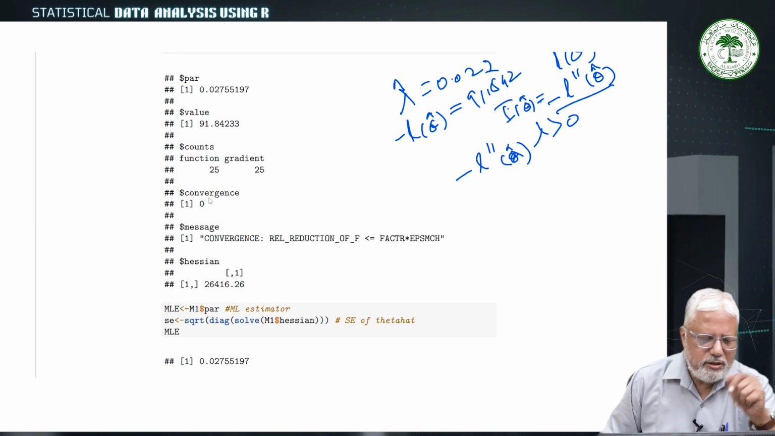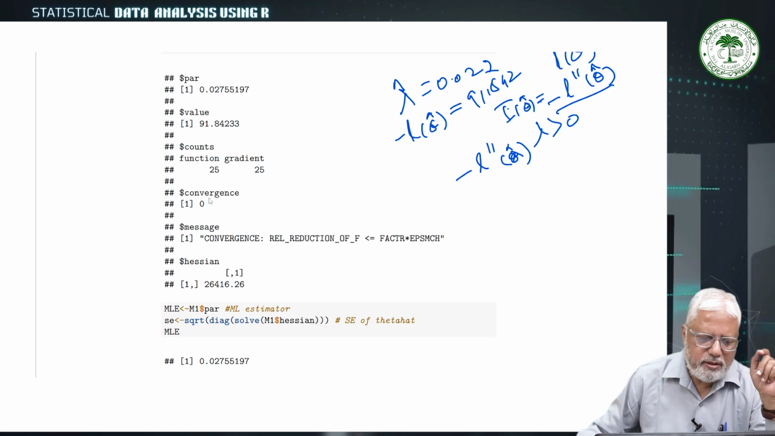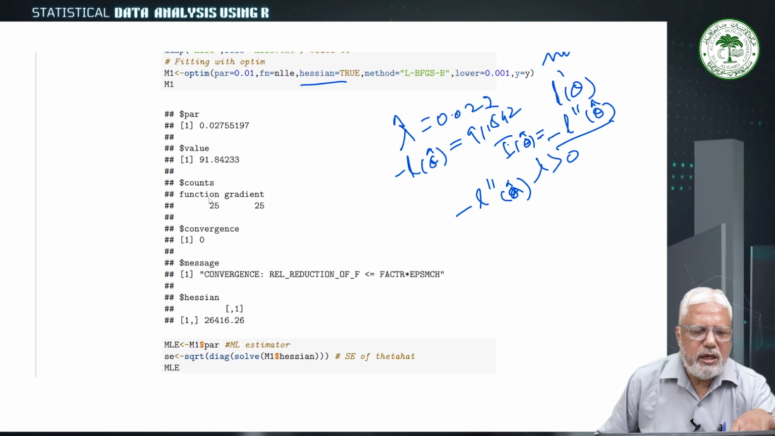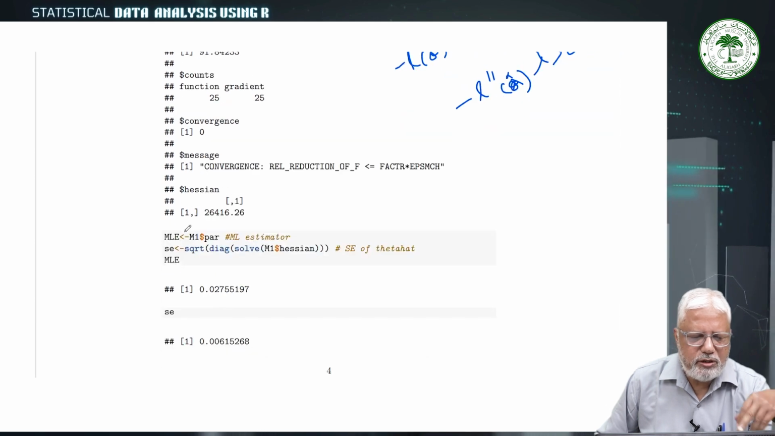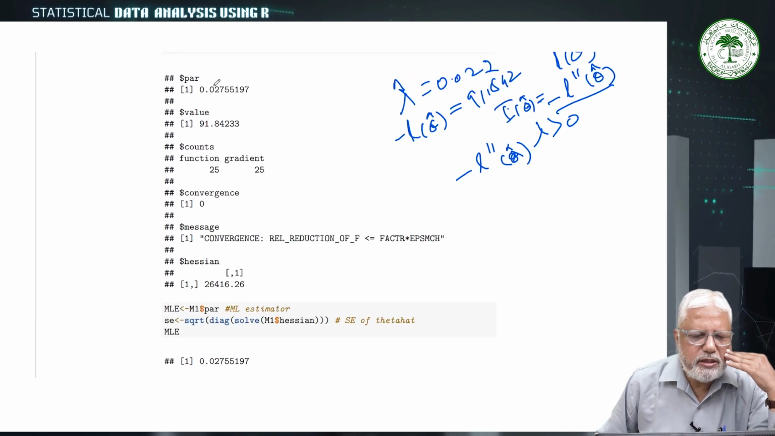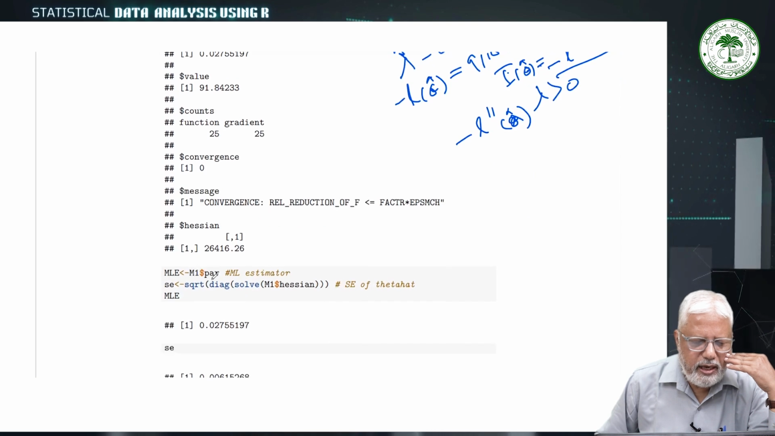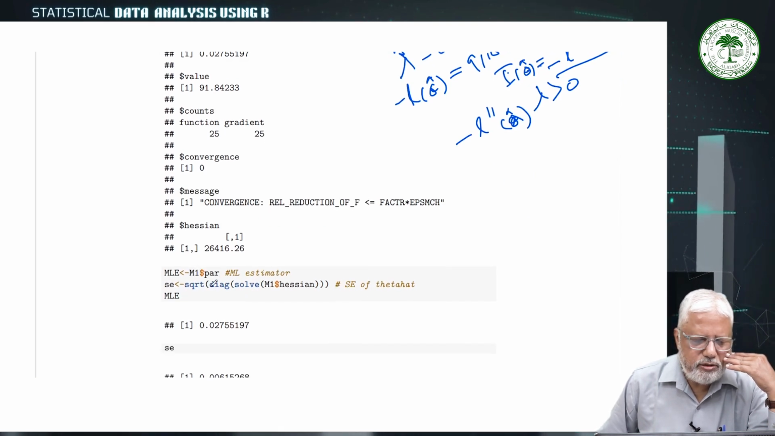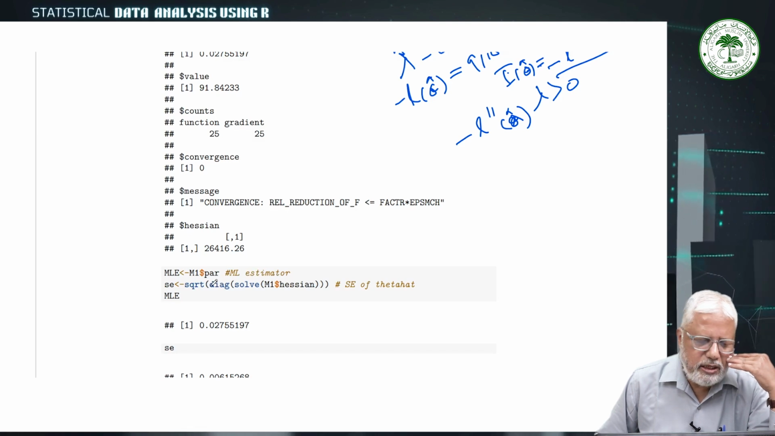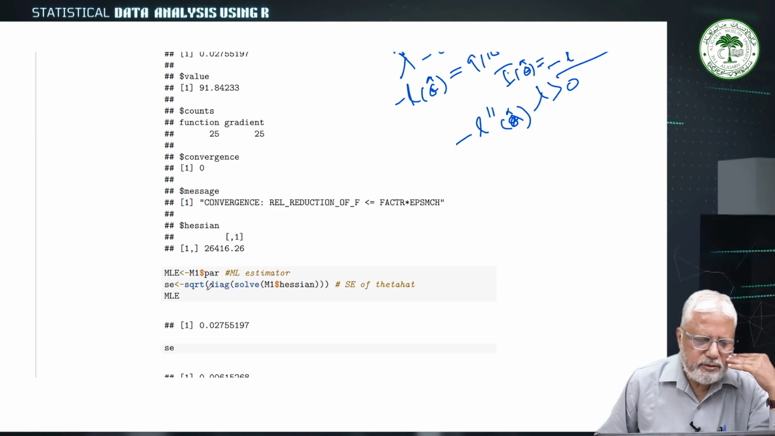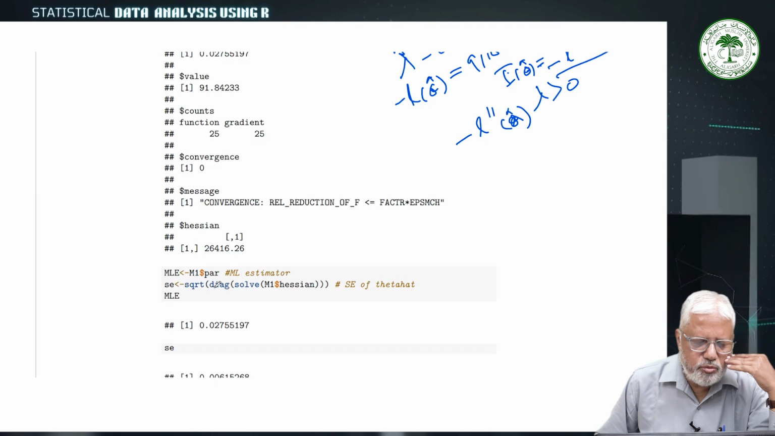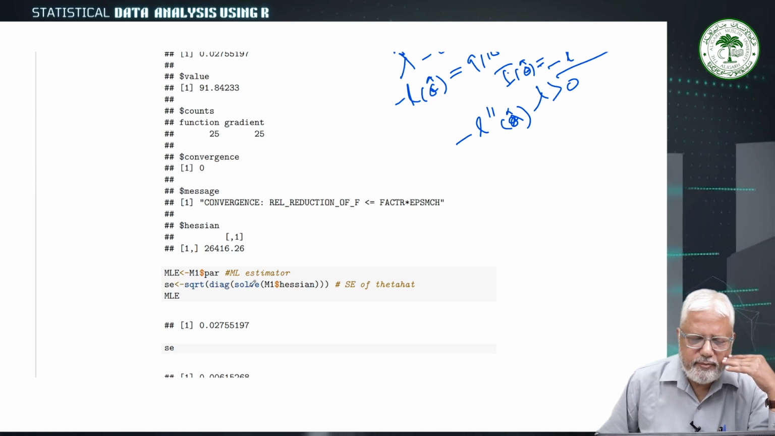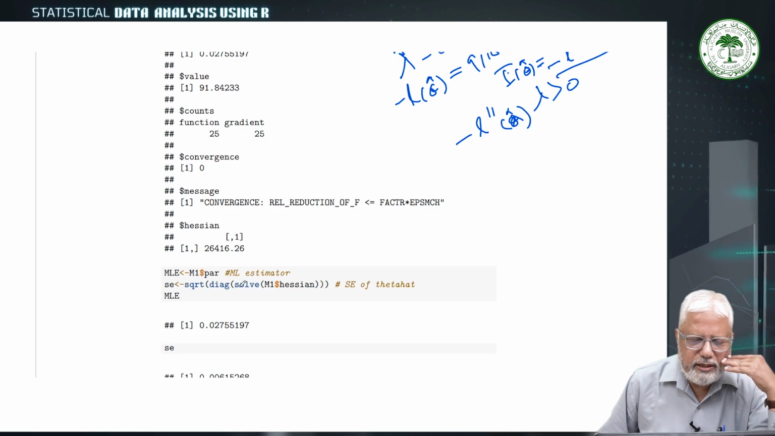Then what we are doing, we are extracting from this M1, because M1 is the fitted object, we are extracting par. We are extracting this value par, and that is nothing but the ML estimator. And to get the standard error, what we have to do: solve is nothing but I inverse.